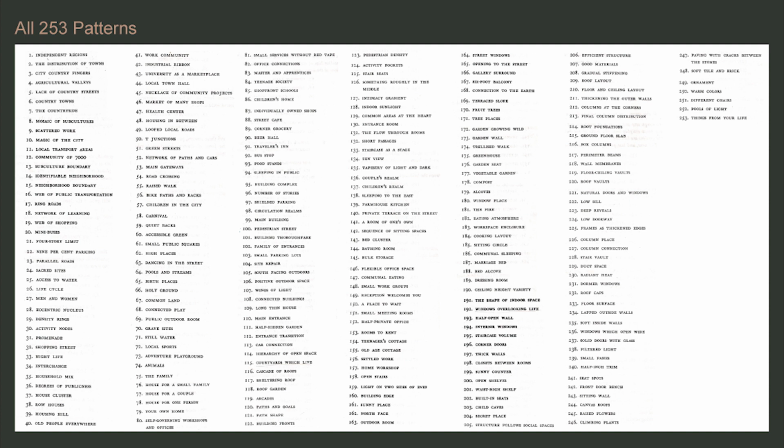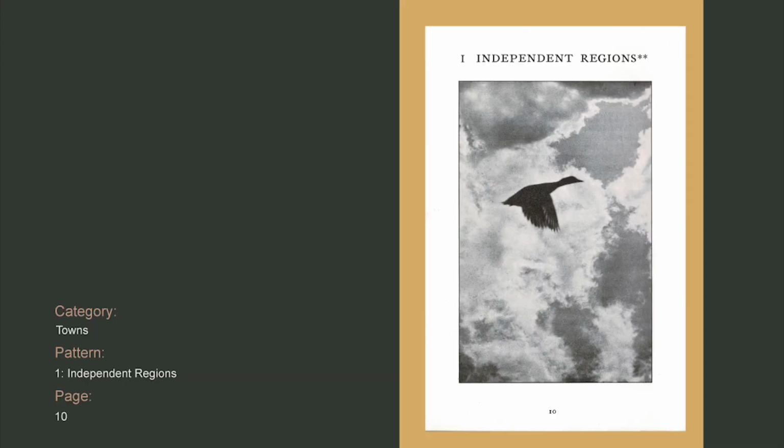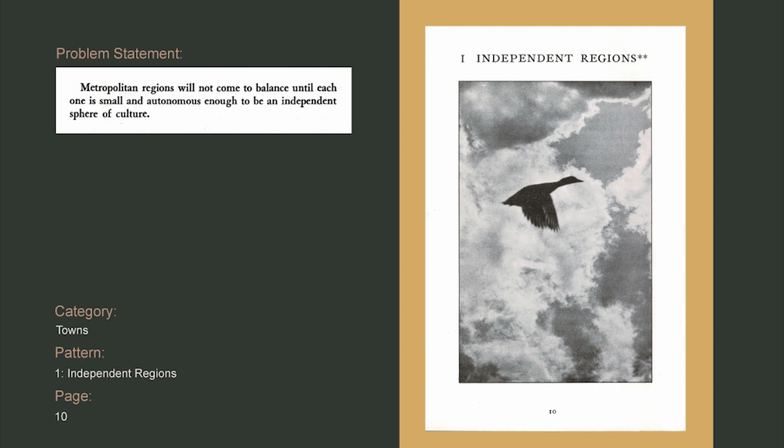Here is an example of a pattern from each category. For towns, we are looking at independent regions. This is the first pattern of the 253, and its problem statement is this. Metropolitan regions will not come to balance until each one is small enough to be an independent sphere of culture.